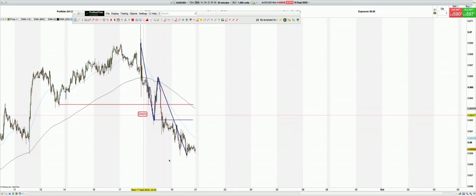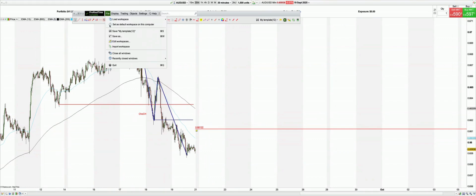We've got a day of drop, second day of drop, third day of drop. You can see that. So I just want to be alerted when we get back to around this area. And yeah, I'm going to save this because I don't want to have to do it again.